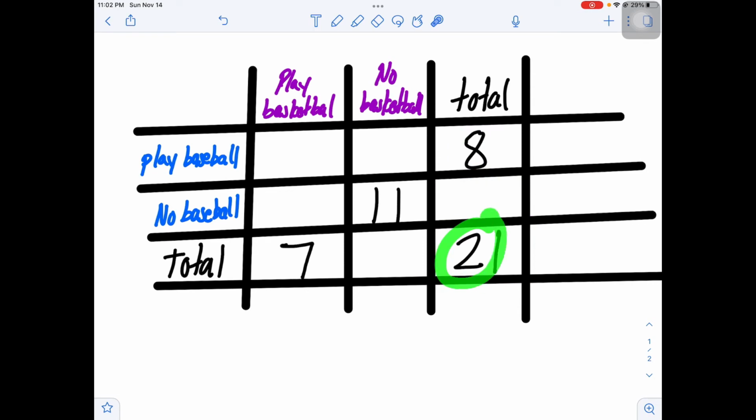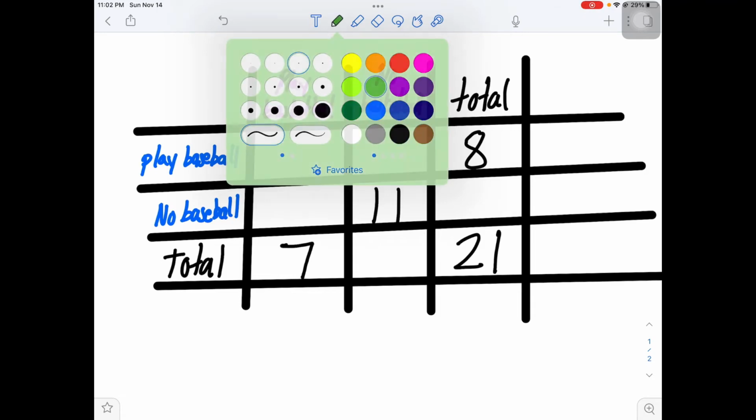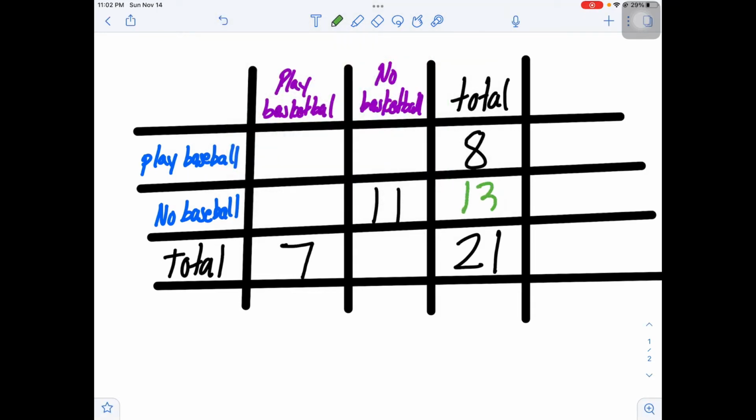So 8 plus this number is equal to 21. So I can go backwards. 21 minus 8. So we get here, let's put in this green here. This is 13. So 8 plus 13 is 21. Perfect. Okay. Now to get this one, it's going to be 7 plus this number is equal to 21. So I go backwards. 21 minus 7 is 14. Look at that.